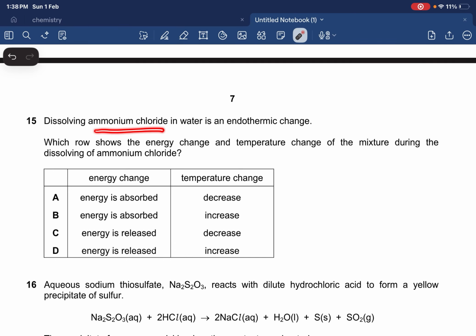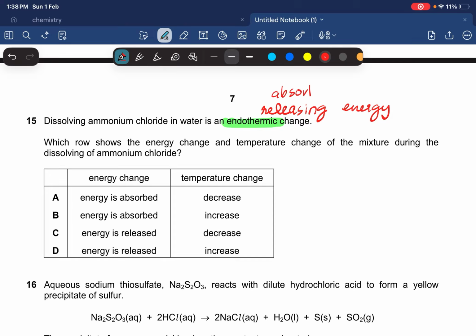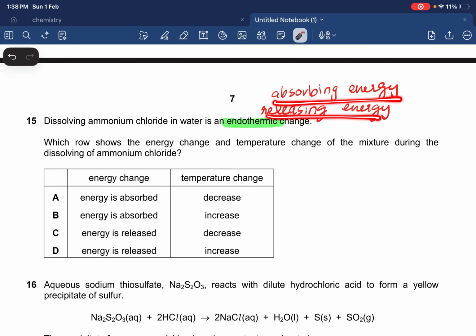Dissolving ammonium chloride in water is an endothermic change. So when we're dealing with endothermic changes, we know that we're releasing energy as well as absorbing energy. People think that in endothermic changes, you're only absorbing energy. That's wrong. You're doing both. You're releasing energy when you form the bonds, and absorbing energy when you break the bonds.